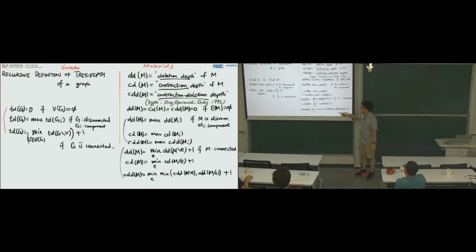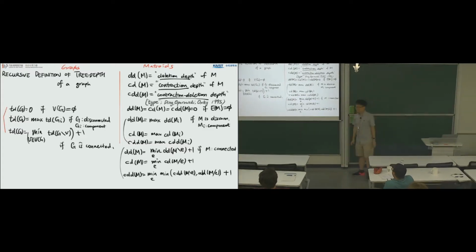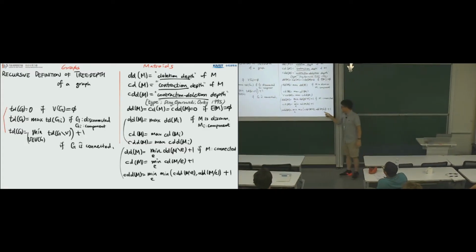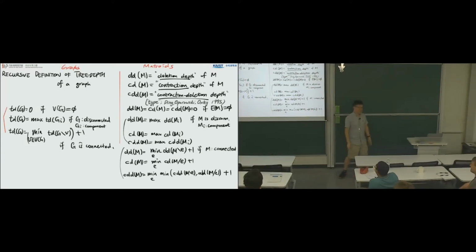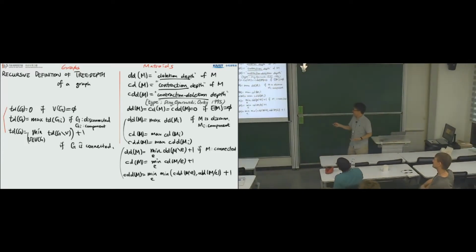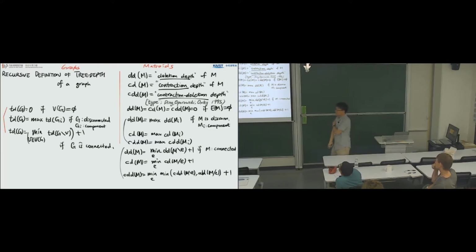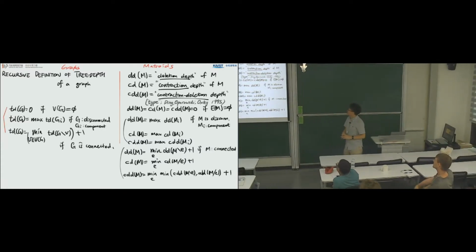And contraction depth: whenever you contract, you pay the price 1. And deletion-contraction depth: you either delete or contract and you pay the price. These are sensible extensions of these recursive definitions. And actually, this contraction-deletion depth appeared in a paper by Ding, Oporowski and Oxley in 1995. They called it the type of a matroid.